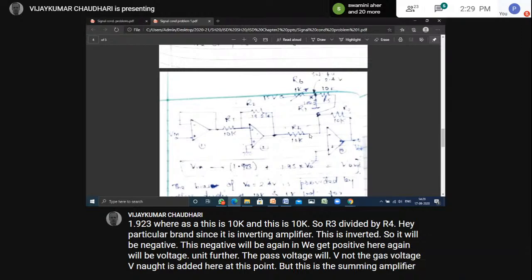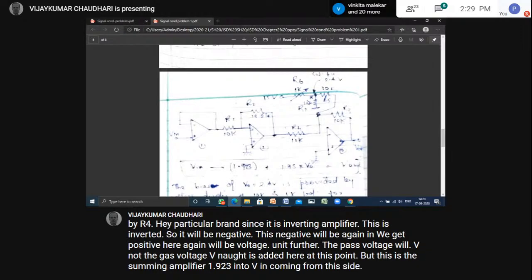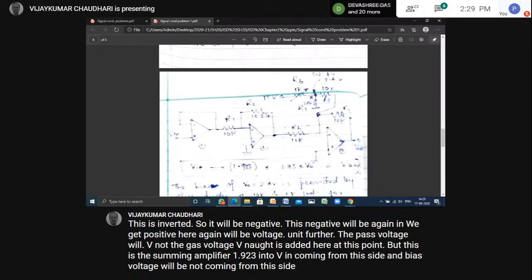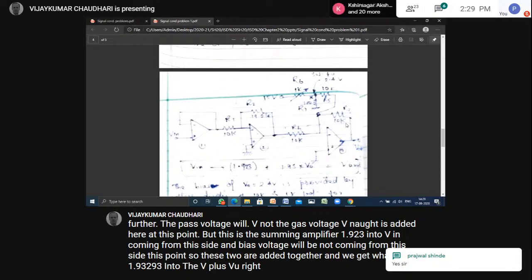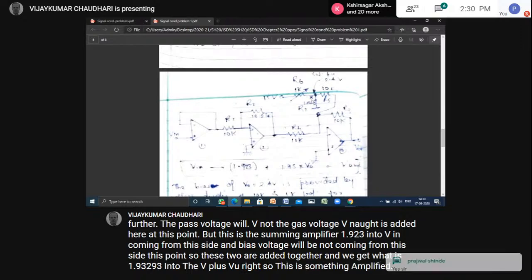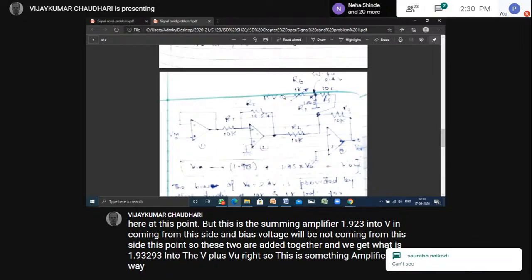1.923 into V in coming from this side and bias voltage V0 coming from this side at this point. So these two are added together and we get 1.923 into V in plus V0, right? So this is the summing amplifier. By the way, here is the 15 volt supply.